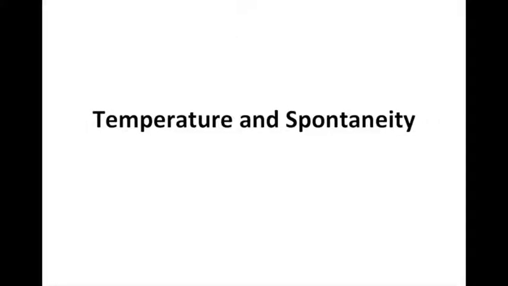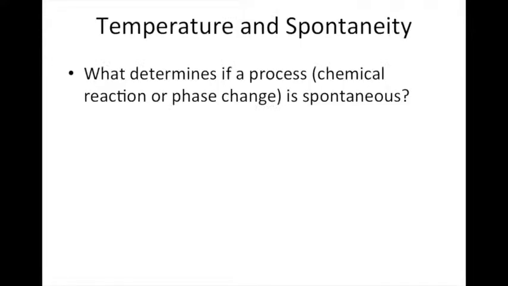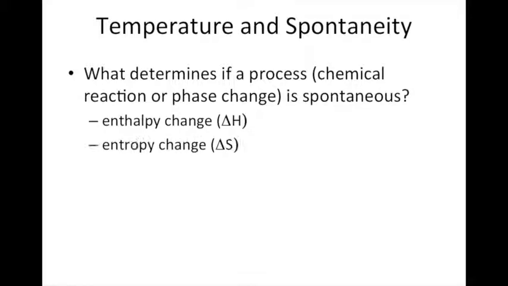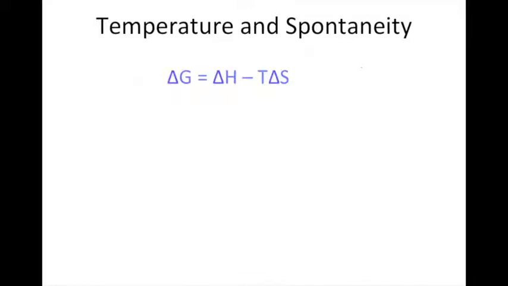In this video, we're going to look at the effect of temperature on the spontaneity of a reaction. So what determines if a process, meaning a chemical reaction or a physical process, is spontaneous? Generally, it depends on the enthalpy change for the reaction, the entropy change for the reaction, and the temperature of that reaction. And of course, we can put all of these three things together, enthalpy, entropy, and temperature, to give us the Gibbs free energy change for that reaction.